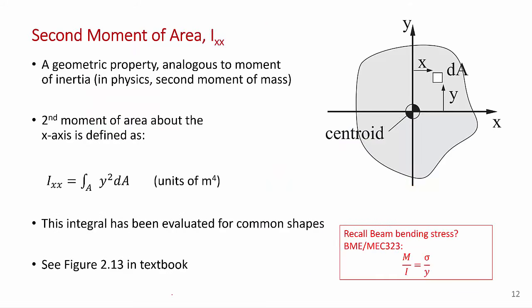Just to refresh your memory, because I think it's probably been a year since you did this, you probably did second moment of area calculations in physics, you probably did second moment of mass, which is moment of inertia, and you probably did second moment of area calculations when you did stress analysis in BME Mech 323. Remember that down here? I've written it. M over I equals sigma over y when you did beam bending theory. That's the same sort of concept as second moment of area. So it's just the integral over the area of y squared dA, and it's available for the kind of shapes we need in figure 2.3 of your textbook, which I think is the next slide.